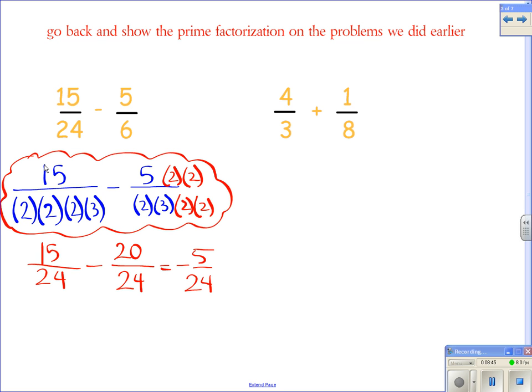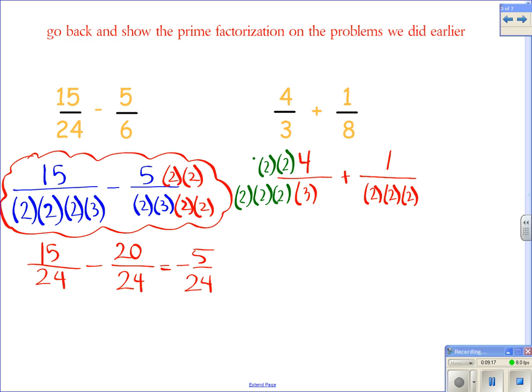All right, so looking at this one, the work that I would need to see, 3 can't be broken down anymore. But 8 can. We only worry about the denominators when we're adding and subtracting. Good question, though. All right, so this one is going to need all of those 2's. And this one only needs that 3.